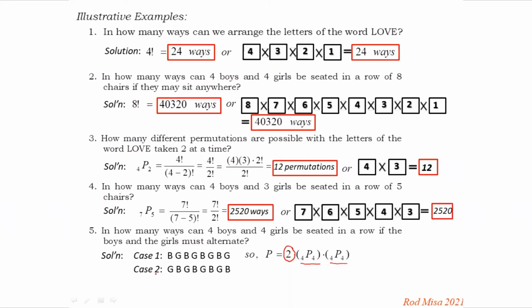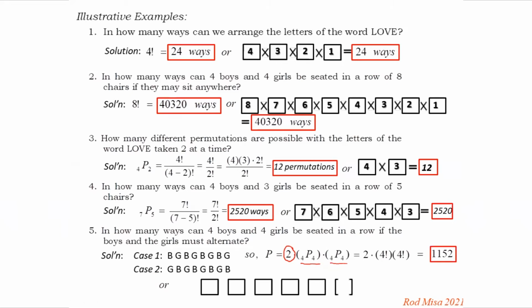So therefore, if you compute for the permutation of 4 taken 4 at a time, that is 4 factorial. And also for the girls. So we know that 4 factorial is 24. So we have 2 times 24 times 24. So we have a product of 1,152. But we can still use our fundamental principle of counting by creating 8 boxes here.